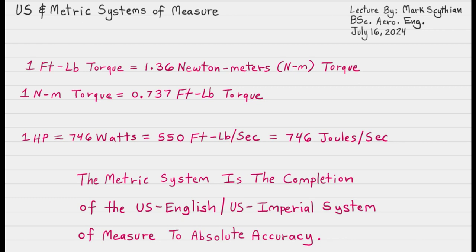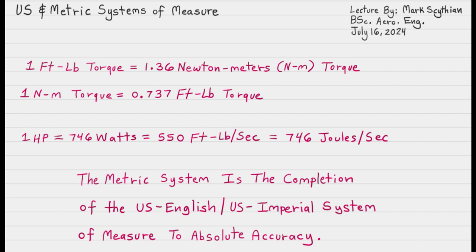They'll put the foot-pounds and then they'll also put the Newton meters, and so you have an inverse function of 1.36 versus 0.737. And everyone's familiar with horsepower, but that is also equal to 746 watts or 746 joules per second. 1 joule per second is 1 watt of power, and that is synonymous with 550 foot-pounds per second. So look at it. If you were to divide the 550 into 746, yep, you get the 0.737. And if you were to divide the 746 into 550, you get the 1.36. So there you have it. That is the US English system of measure to completion into the metric system.